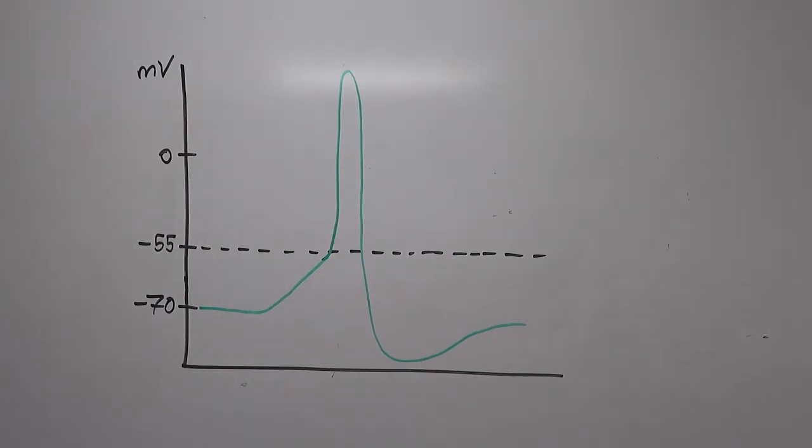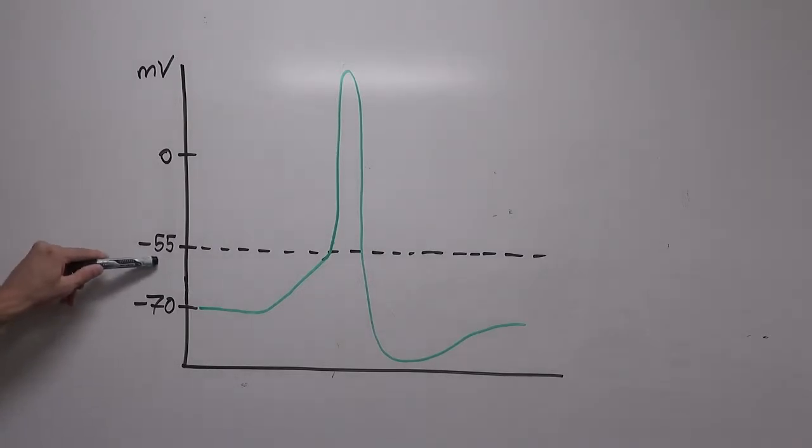So let me call a few things to your attention right away. We have two values right here. -70 millivolts will be known again as our resting membrane potential. So the first part of the graph is our resting membrane potential, where the intracellular fluid is at -70 millivolts, where there is no stimulus yet acting on the axon of the neuron to produce an action potential.